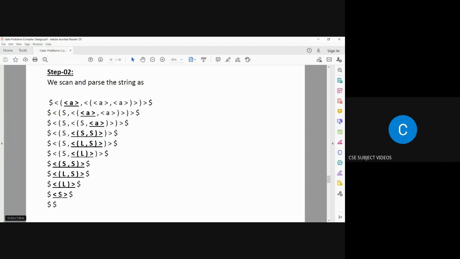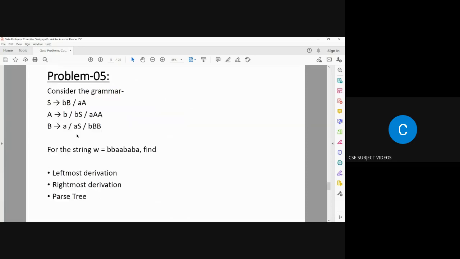So the highest priority non-terminal will be removed from our present step. So dollar and then dollar, dollar have equal priority. So with this we come to the conclusion of this problem. I think all of you are clear about this problem? Okay, next.